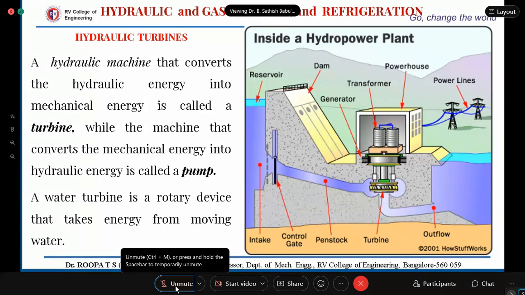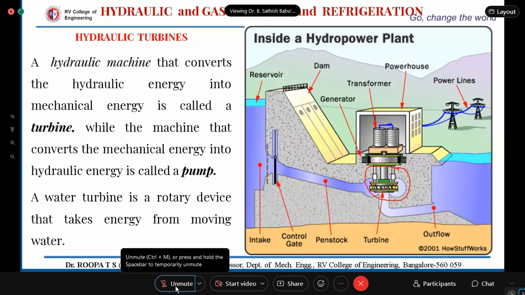We have a reservoir here and a dam constructed for that purpose. Water coming out of this reservoir strikes the turbine blades, so the turbine is set into motion and rotates. The energy generated here will be passed to a generator. Then it will be transferred to a transformer in the powerhouse. Then it will be sent to the destination through power lines. This is the outer construction of a hydropower plant, and these are the turbines under consideration in this particular chapter.